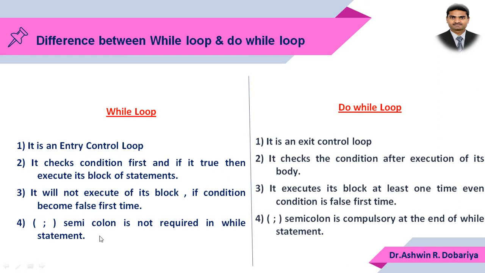And the last difference is that in a while loop it is not necessary to mention a semicolon, but in a do while loop it is compulsory to mention a semicolon.